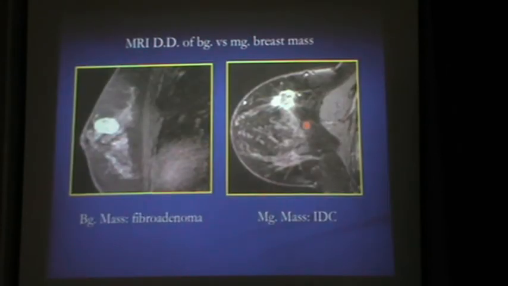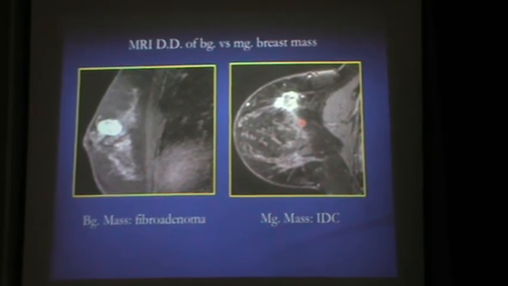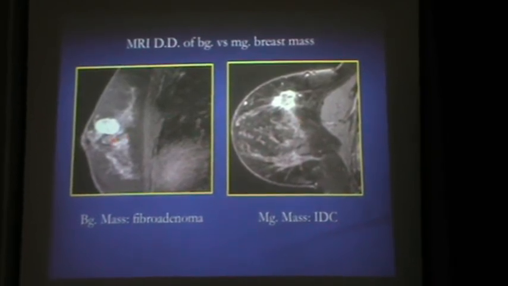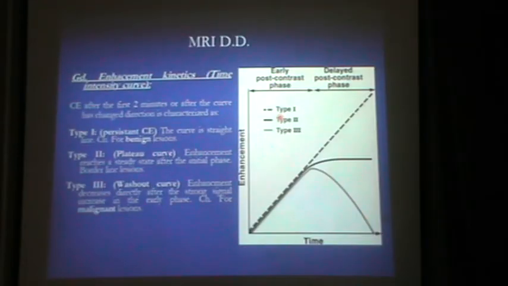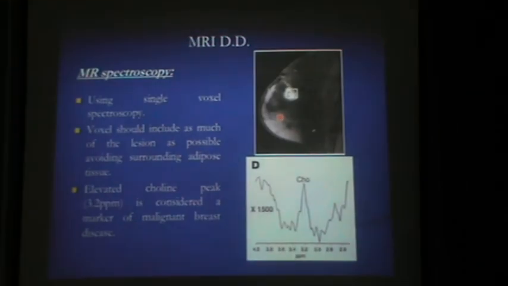This is an example of fibroadenoma. Malignant breast, intraductal carcinoma, by MRI. In MRI spectroscopy, there is an elevated choline peak in malignancy. This is considered a marker of malignant breast disease.